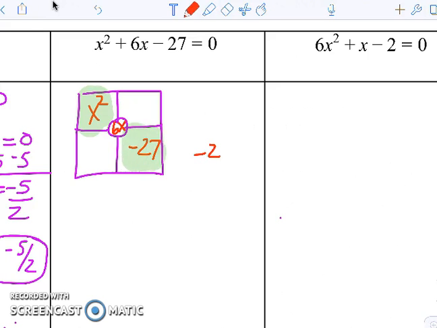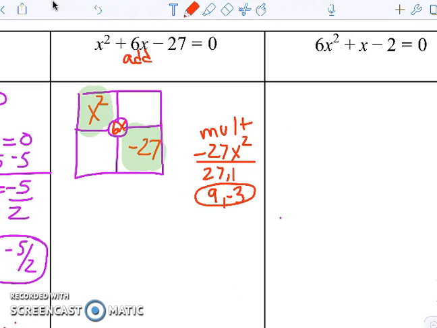So on the outside we have negative 27x squared, and we're looking for terms that multiply to this, but they have to add to the 6x. So 27 and 1, 9 and 3. Well, that would work right here. So in these boxes goes 9x and negative 3x. And then we have to figure out the outside dimensions. So x squared, x and x. X times what gives you 9x, so plus 9. X times what gives you negative 3x, so negative 3. 9 times negative 3 is negative 27. So it factors into x plus 9 times x minus 3 equals 0.